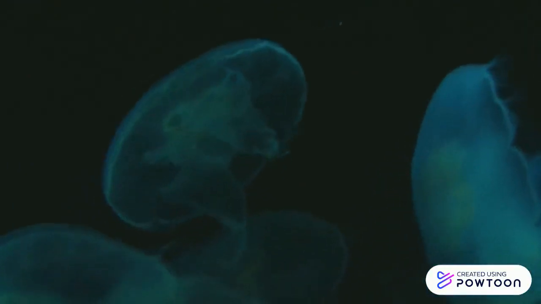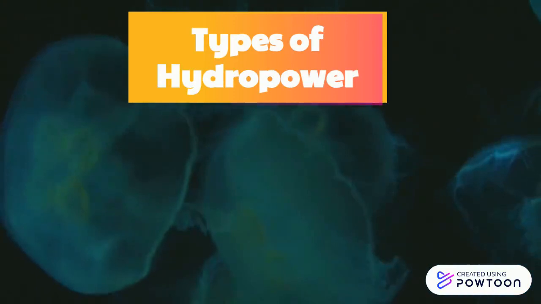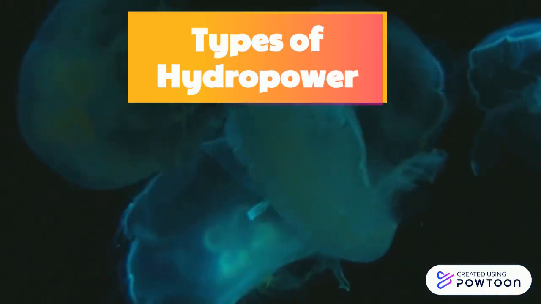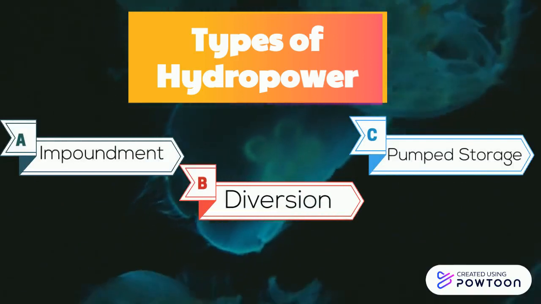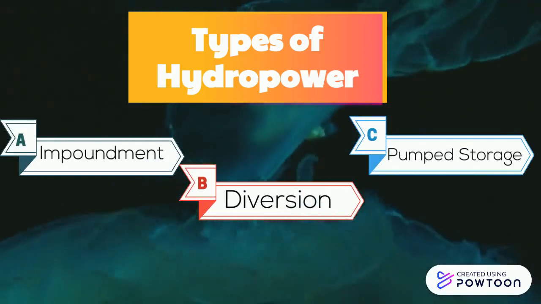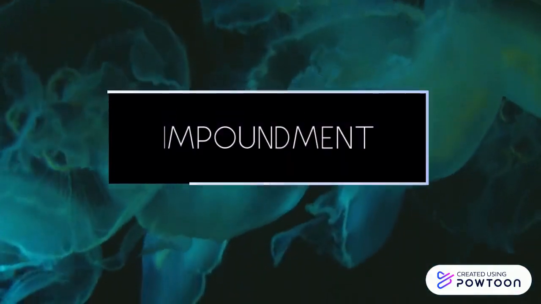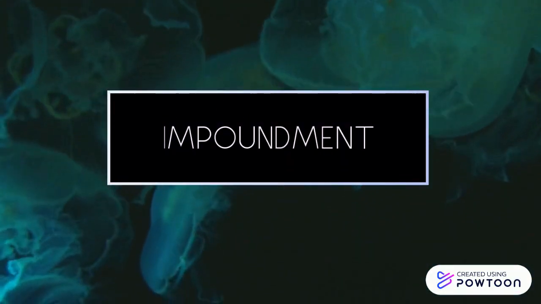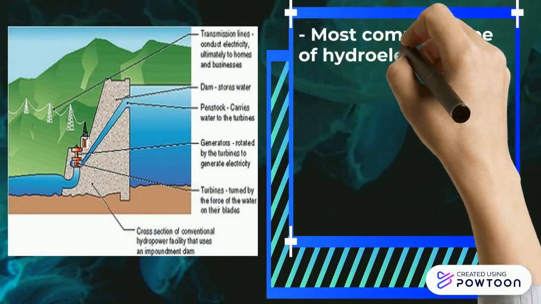Next, we move on to the types of hydropower plants. There are 3 types of hydropower facilities, which are impoundment, diversion, and pump storage. Some of these hydropower plants use dams and some do not. First, I will explain impoundment in detail. Impoundment is known as the most common type of hydroelectric power plant in Malaysia.